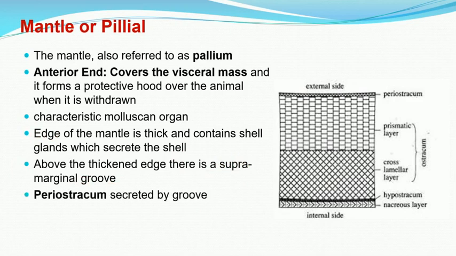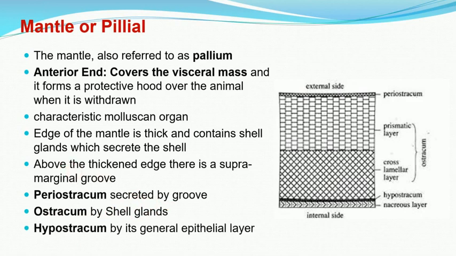Now we have already studied that there are three layers in the shell. The periostracum layer is secreted by the groove of the mantle. So this supramarginal groove gives rise to the periostracum layer. Then you have the ostracum, which is given rise by the shell glands of the mantle, and the hypostracum layer is given rise by the epithelial layer of the mantle. So remember, these three layers are all formed by different parts of the mantle.